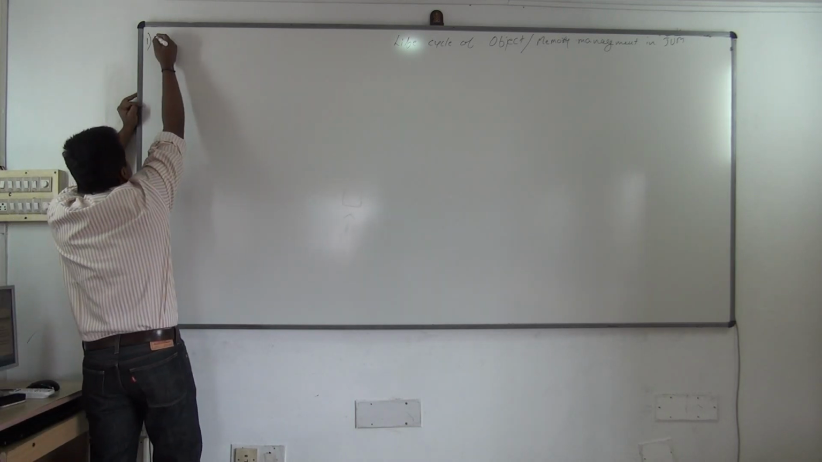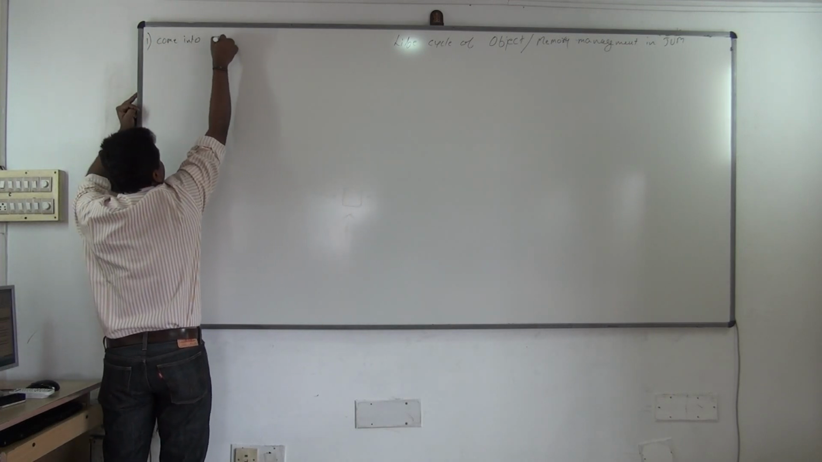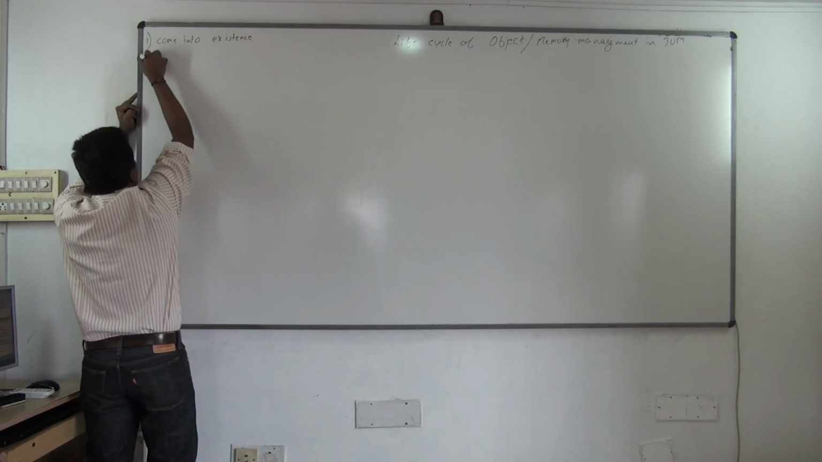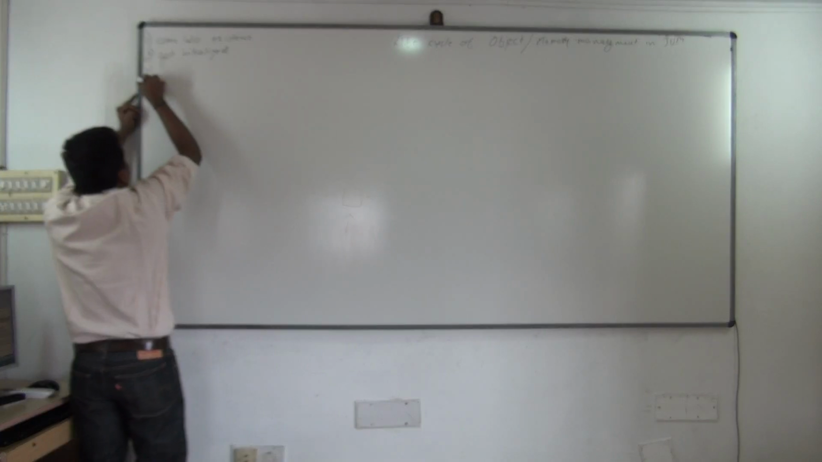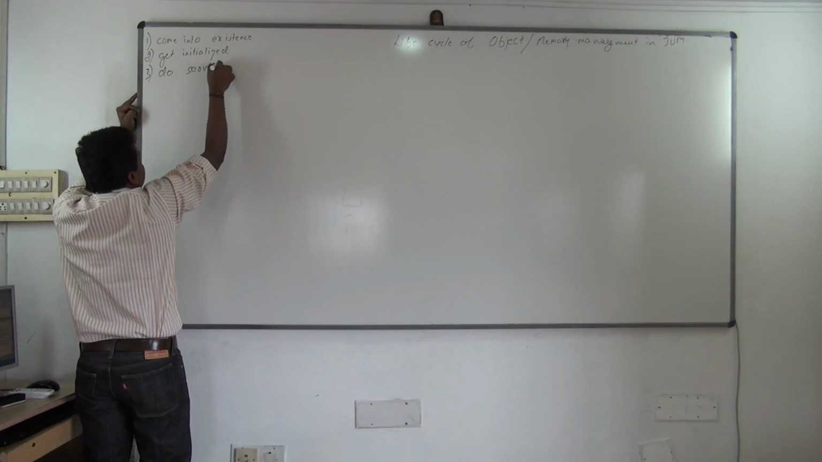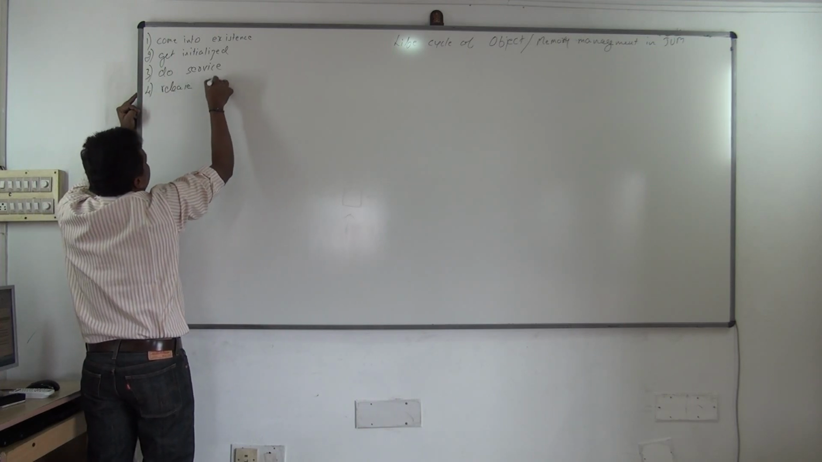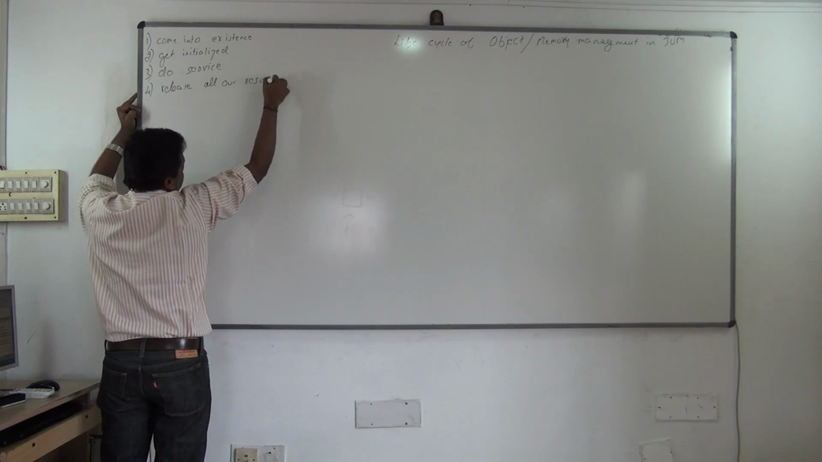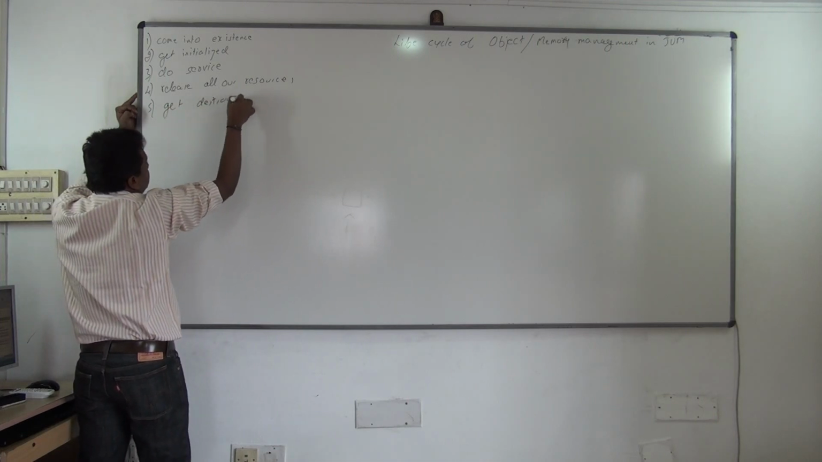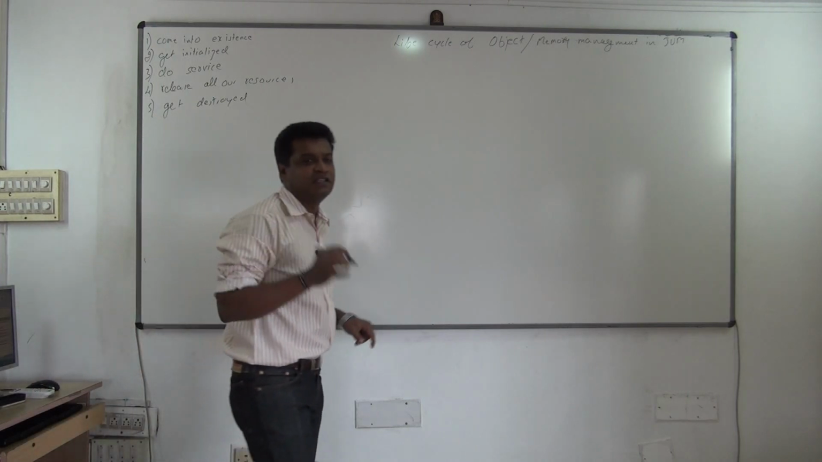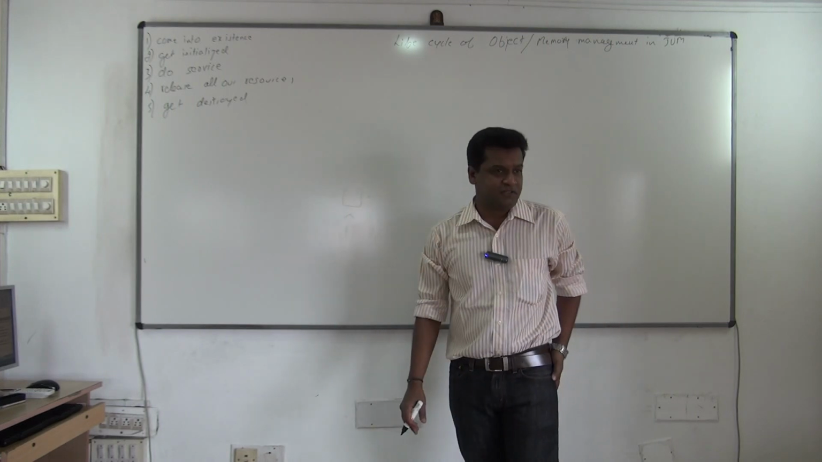Okay, so let's see this. Generally what happens, we come into existence, then we get initialized, then we do service, then we release all our resources, and then we get destroyed. You can see the life cycle of anything can be classified into 4 things. Generally I'm telling.